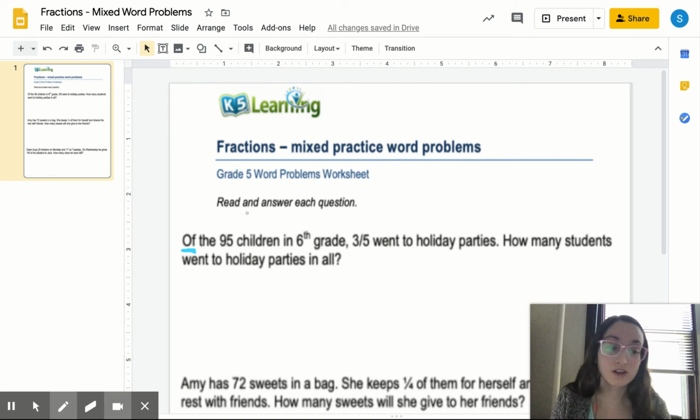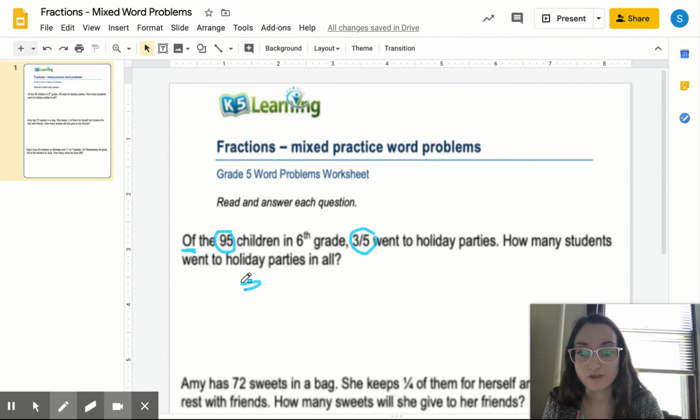Right. Usually the word "of" when we're talking about fractions means we need to multiply, right? So we have our numbers, we have 95 and we also have 3/5 and we want to figure out 3/5 of 95 students, right? Because that's how many went to the holiday parties. So let's see, 3/5 of 95. So we know we're going to do multiplication, right? So we have 3/5 of means multiplication, 95.